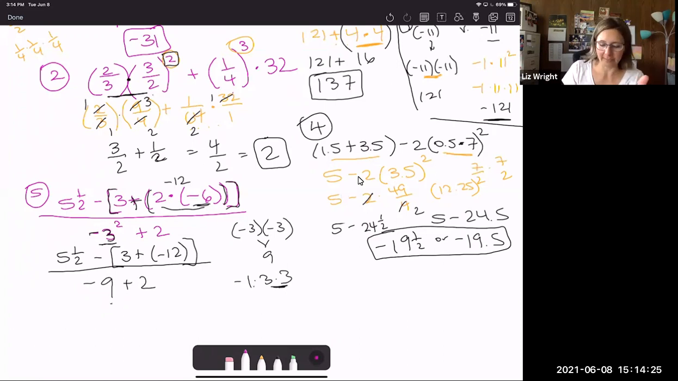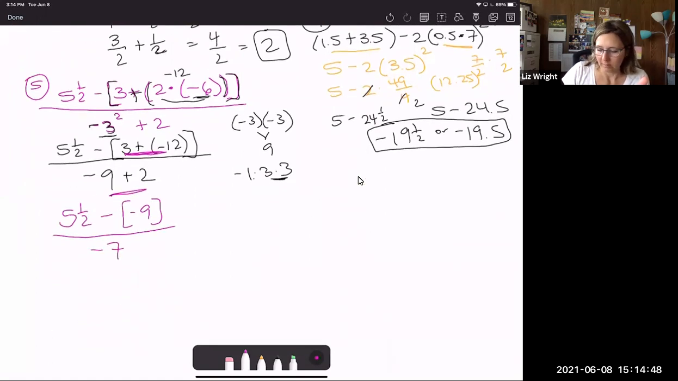All right, back to our problem. Let's take care of our brackets. We've got this. And then we've got 5 and 1/2 minus. We've got 3 minus 12, which is going to give us negative 9. And then we've got negative 9 plus 2 in the denominator, so that's going to give us negative 7. And then 5 and 1/2 plus 9, we can totally do that. 5 and 1/2 plus 9, that's going to give us 14 and 1/2 all over negative 7.